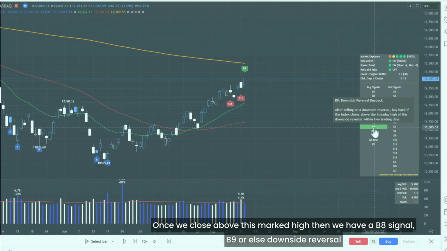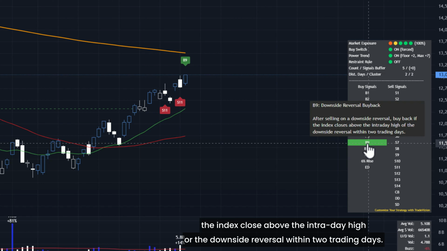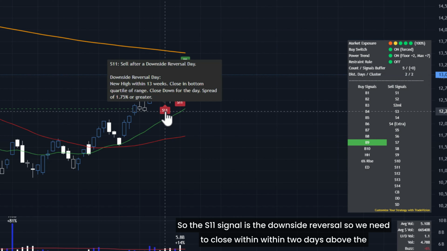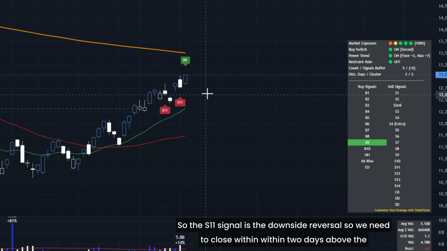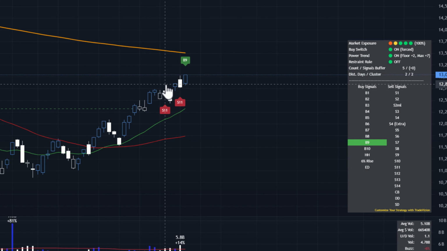B9, or else downside reversal buyback. After selling on a downside reversal, which is actually the S11 signal, we buy back if the index closes above the intraday high of the downside reversal within 2 trading days. So the S11 signal is the downside reversal, so we need to close within 2 days above the high of the S11 signal. Unfortunately here it did not happen, we did not close above this high.